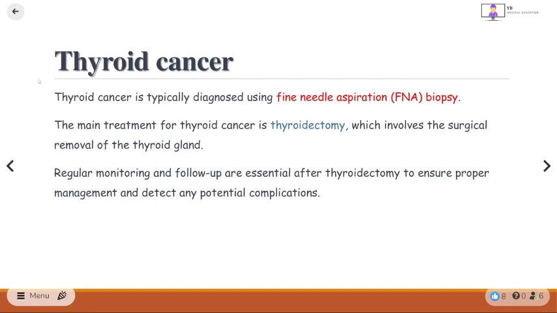So basically, thyroid cancer presents as a nodule, right? And then we use fine needle aspiration to see whether this nodule is an adenoma or a cancer, or carcinoma. The main treatment is basically to remove the thyroid gland, and we monitor and follow up after thyroidectomy to make sure that everything is going fine and the tumor is not coming back.